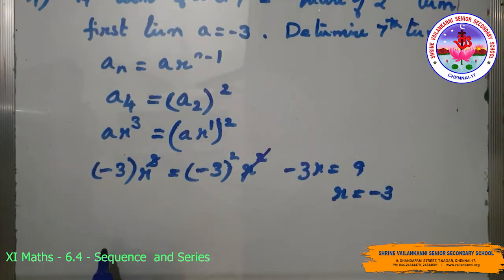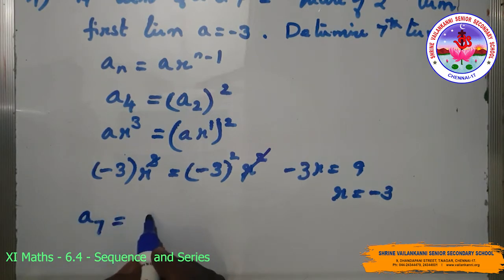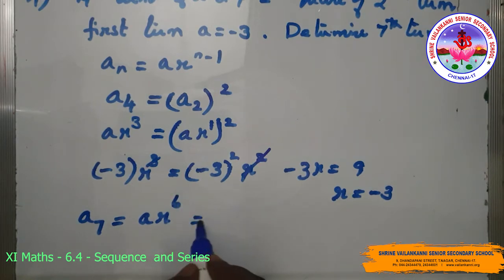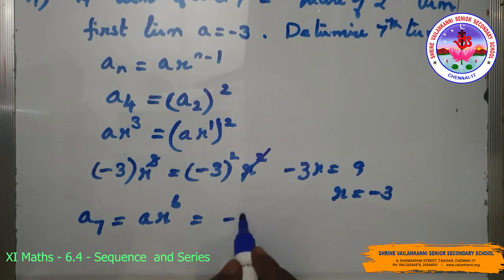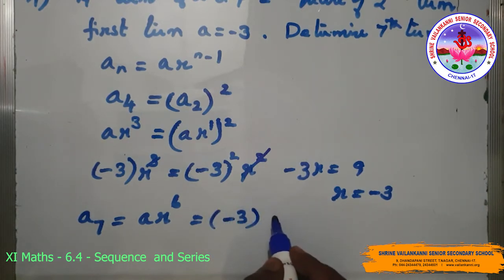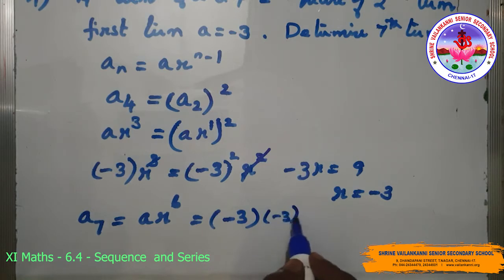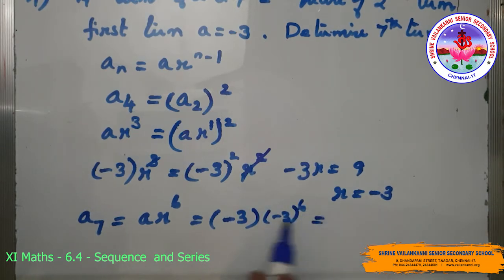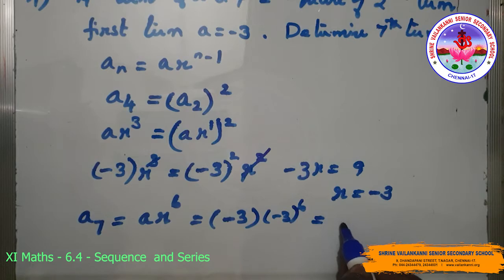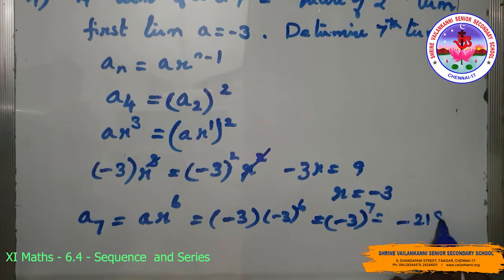Now we have to find the seventh term a7 using the formula a r power n minus 1. So a r power 7 minus 1 is 6. Substitute the value of a and r. a is minus 3, r is also minus 3, whole power 6, which is equal to minus 3 whole power 7, which is equal to minus 2187. So the seventh term is minus 2187.